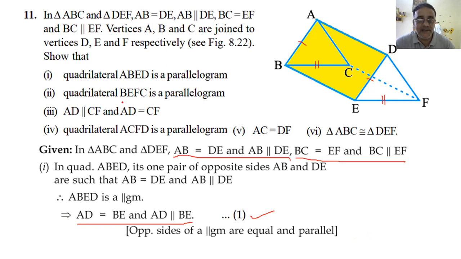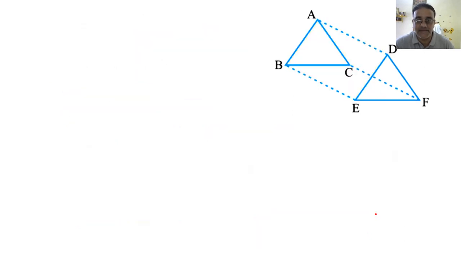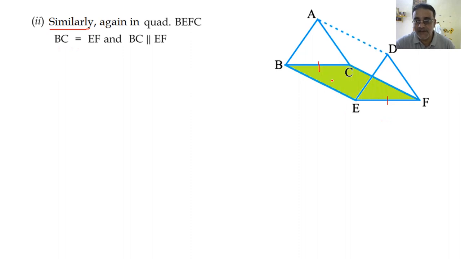Now we'll move towards the second bit, that is BEFC is a parallelogram. Where is BEFC? See, this one. Already given BC is equal to EF and BC is parallel to EF. So similarly, in quadrilateral BEFC, BC is equal to EF. One pair of opposite sides is equal and parallel. Therefore BEFC is a parallelogram. Here the reason is not required because we used the word similarly.